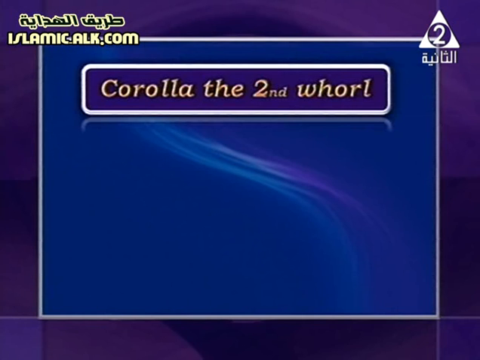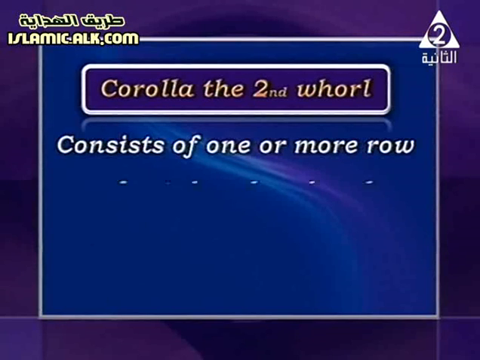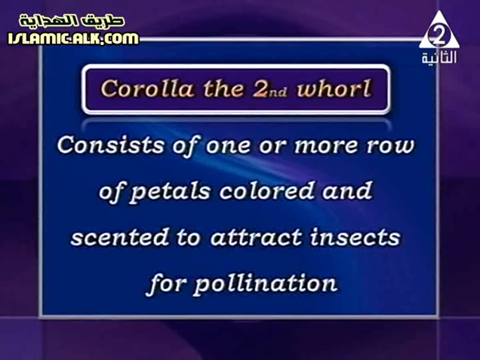After that, the second whorl is called the corolla. So the first one, as we said, is the calyx, which consists of sepals, and they are green leaves. The corolla, the second whorl, consists of 1 or more rows of petals, each one of them called a petal. They are colored and scented. Why are they colored and scented? Definitely to attract insects to accomplish the pollination process.